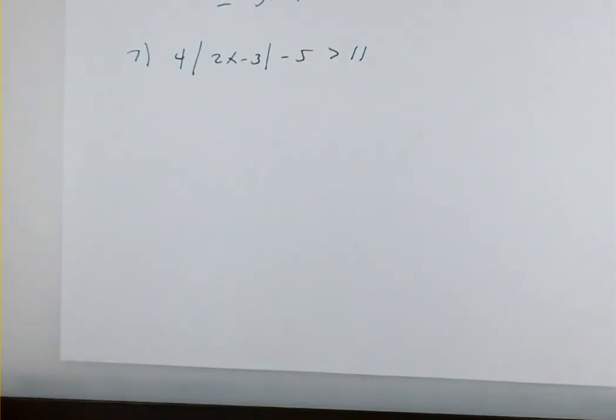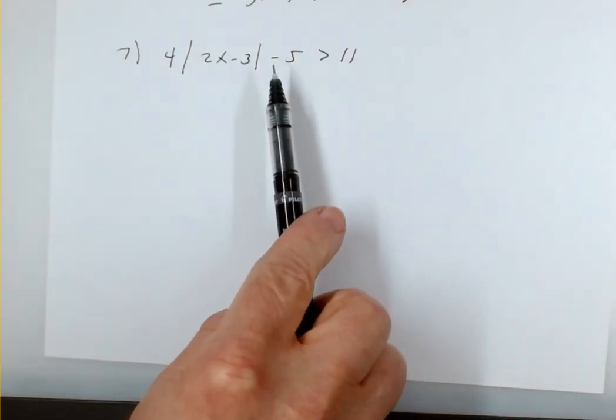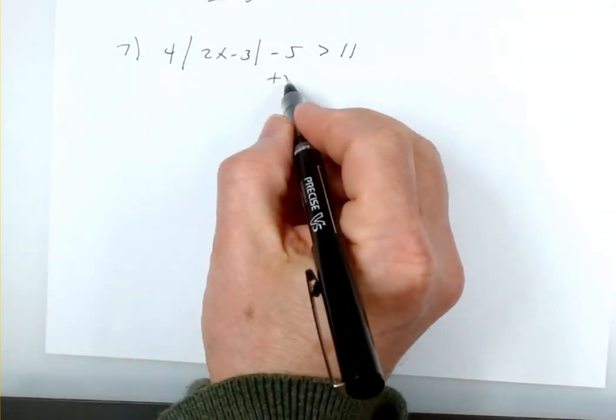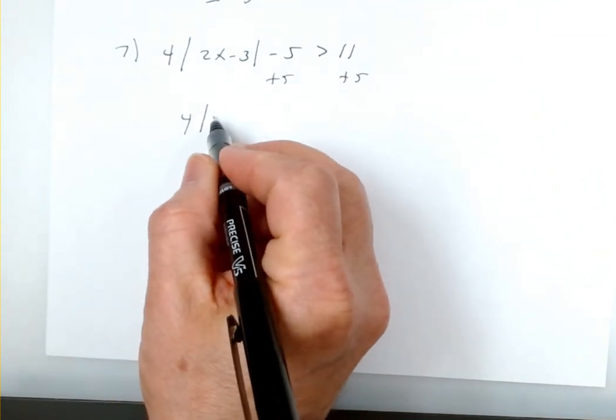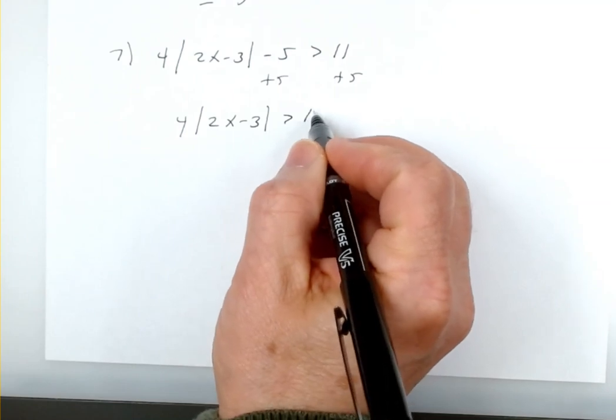I need to get the absolute value by itself, so I have to get rid of the 4, and I also have to get rid of the negative 5. So you're going to add 5 to both sides first. So we get 4 times the absolute value of 2x minus 3 is greater than or equal to 16.